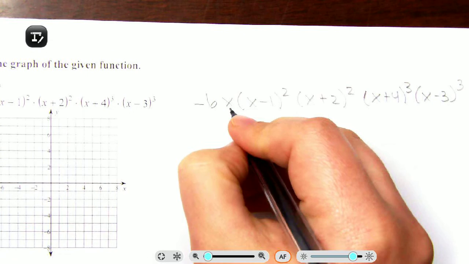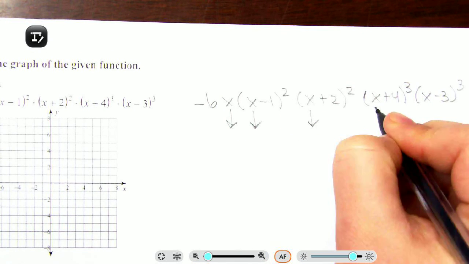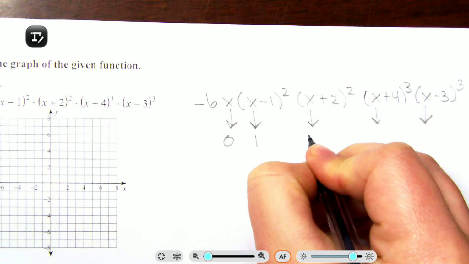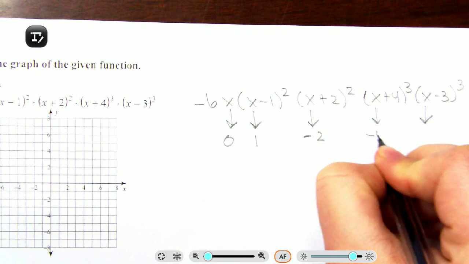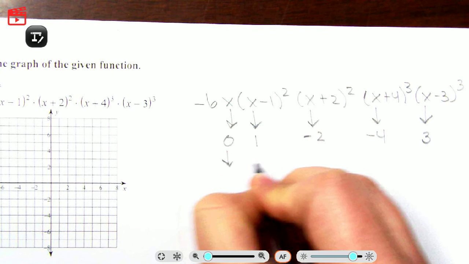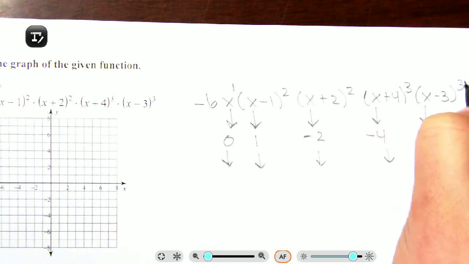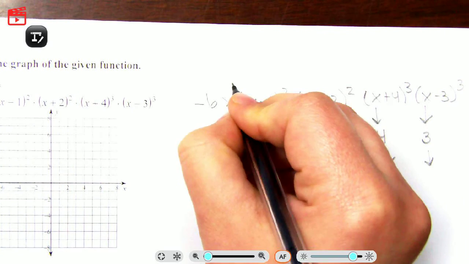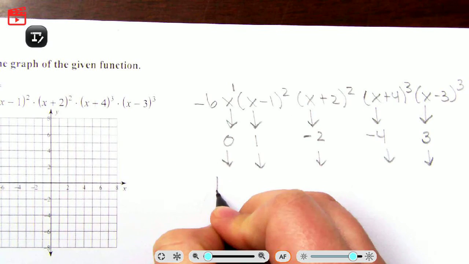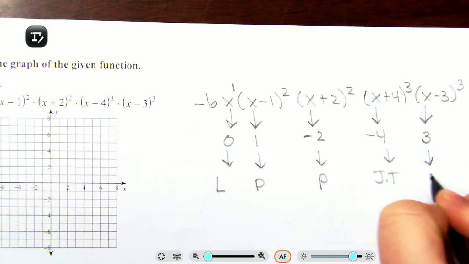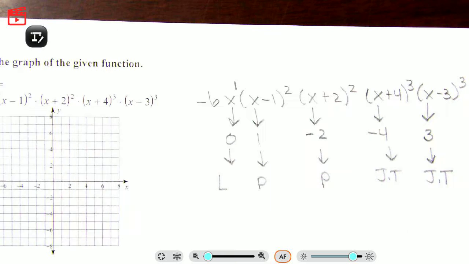Okay, anytime you see an x, draw an arrow. Identify what your 0 is. So 0, 1, -2, -4, and 3. Identify the behavior at that 0 by looking at the exponent. If you don't have an exponent, write one in. It's always going to be 1 if it's missing. So I have a line, I have a parabola, I have a parabola, I have a John Travolta, and a John Travolta. Identify what your end behaviors are.